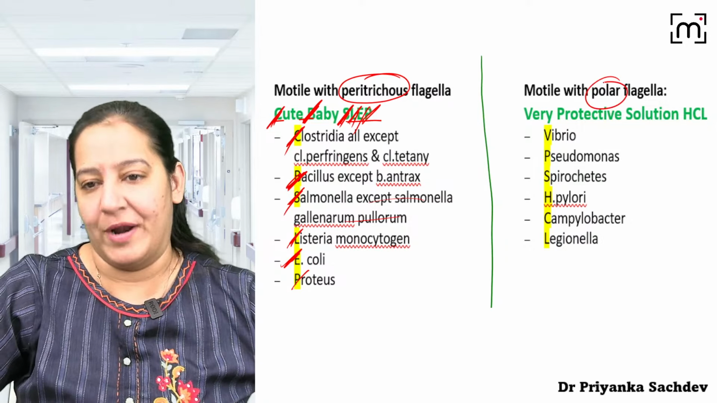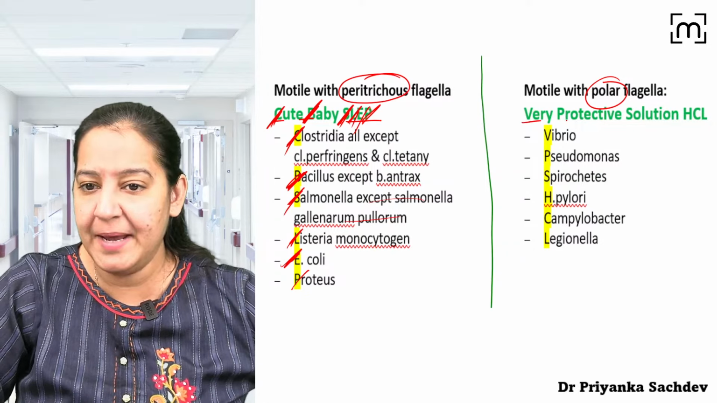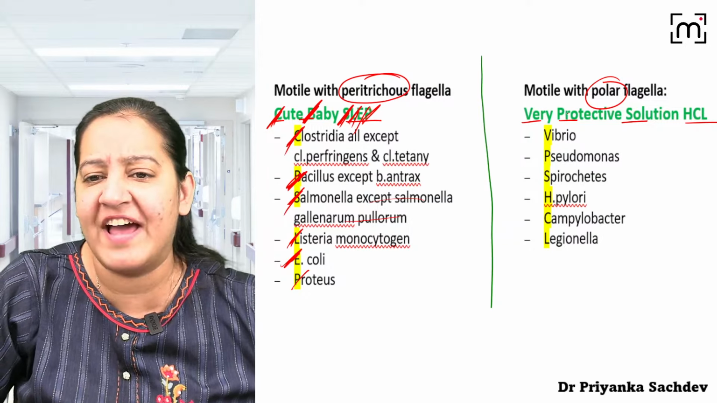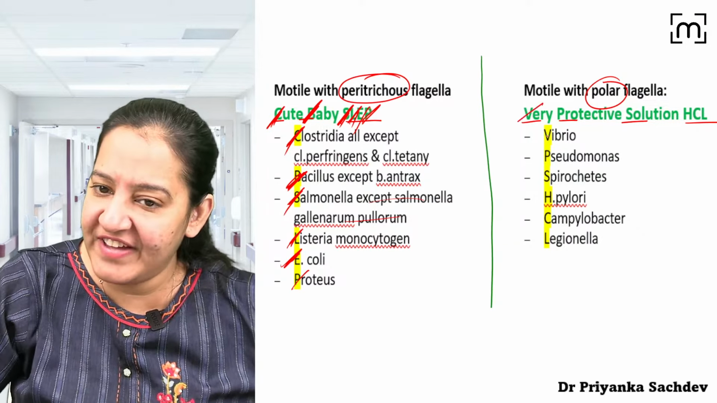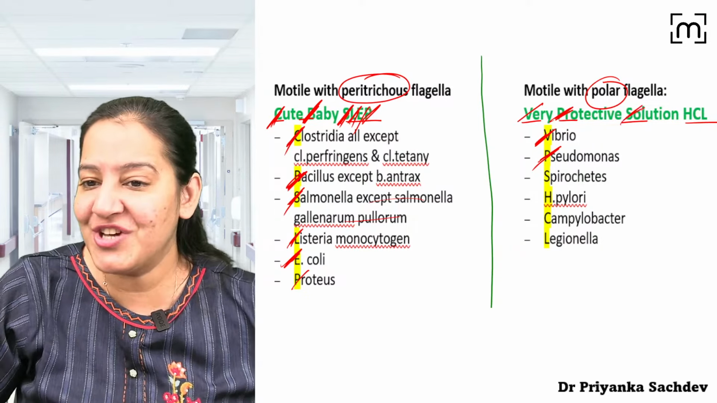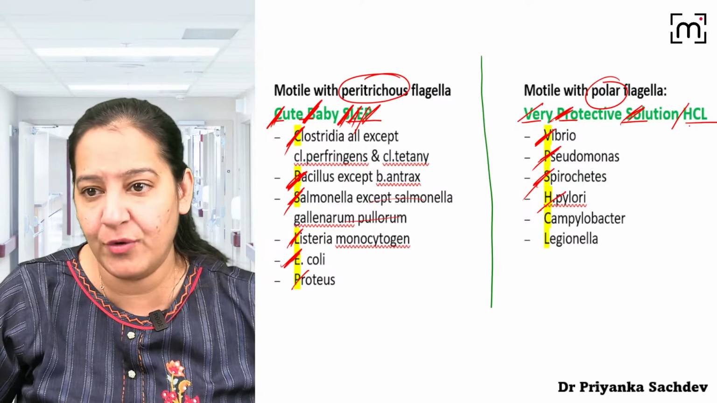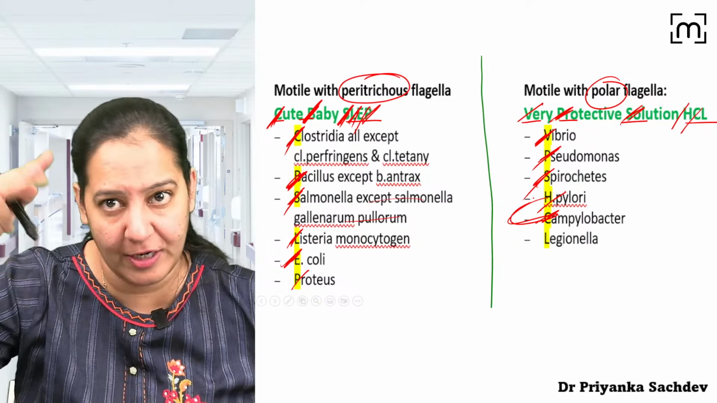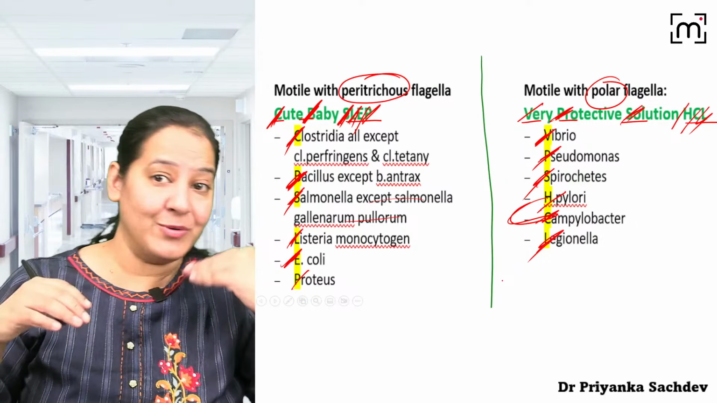Now here I am coming to polar. The 6 are motile by polar. So what is the mnemonic? Very protective solution, HCl. Or you can say very polar solution. HCl is hydrochloric acid, right? So the V in very stands for Vibrio. The P in protective stands for Pseudomonas. The S in solution stands for spirochetes. H is Helicobacter pylori. C is Campylobacter. Both are brothers, Helicobacter and Campylobacter, both are together, right? And L stands for Legionella. Count. They are 6.